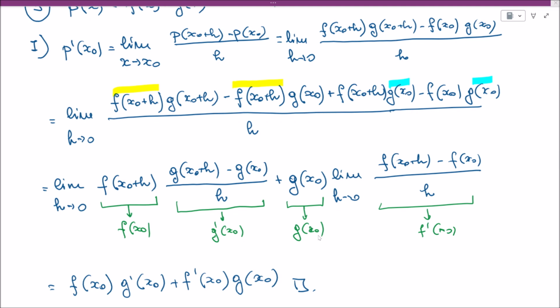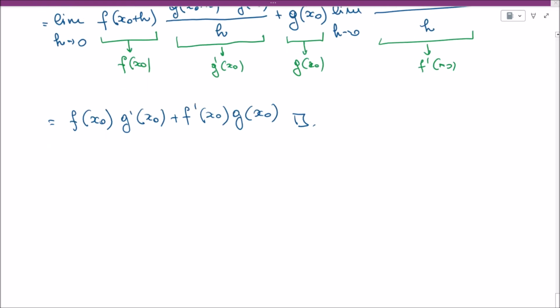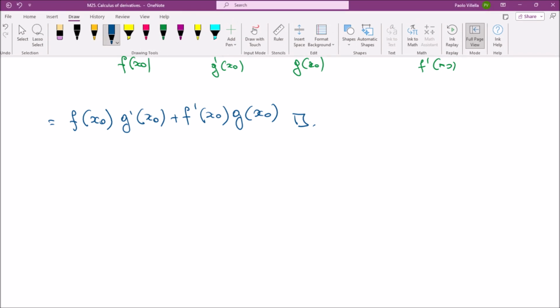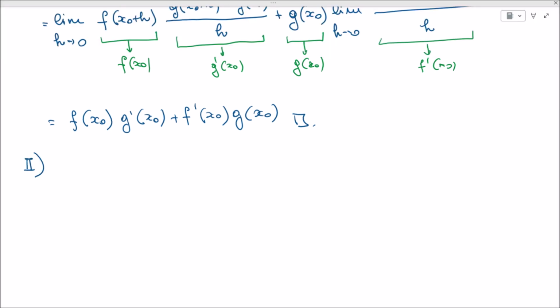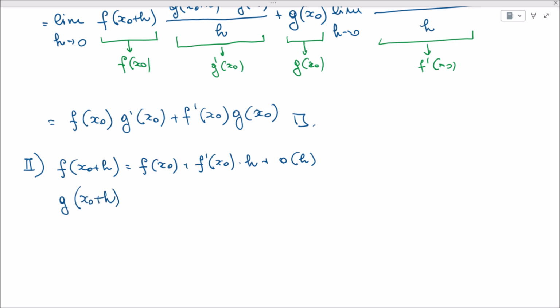Now the same theorem can be proved also with the second approach, the one with the differential. Okay, so let's use approach 2. Now, because f and g are both differentiable, we can write f of x naught plus h as f of x naught plus f prime x naught times h plus little o of h, and g of x naught plus h as g of x naught plus g prime of x naught times h plus little o of h.